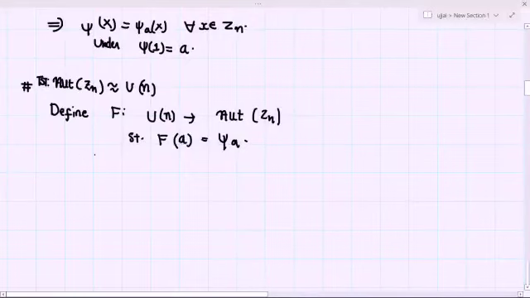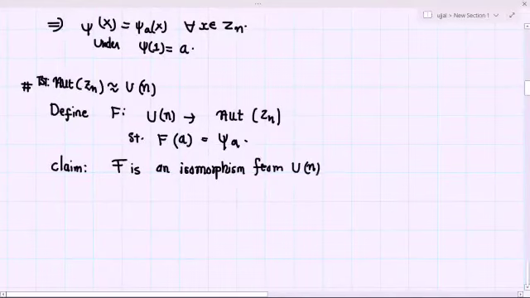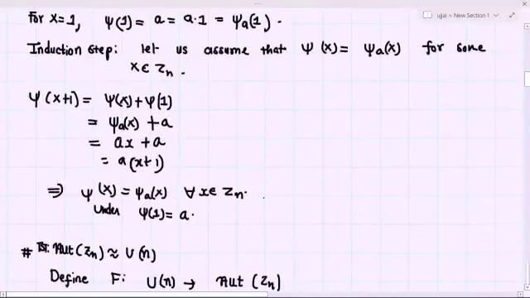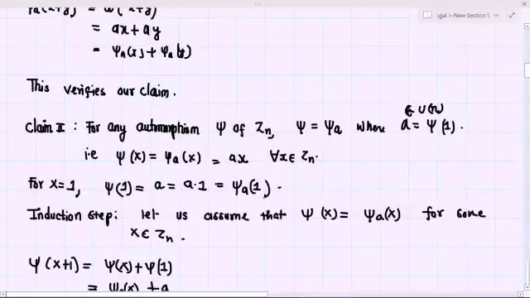It is your task to show that f is a well-defined function. Now here I claim that f is an isomorphism from Un to the set of all automorphisms of Zn. Okay, clearly f is onto, because we have proved that any automorphism psi of Zn is equal to psi A.